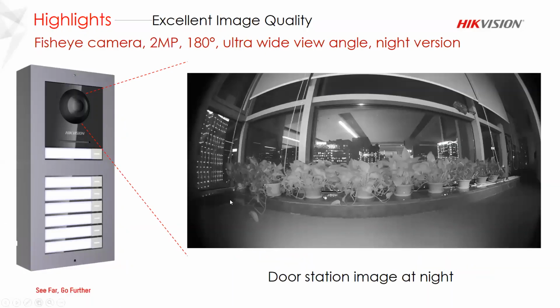Okay, so this camera on the modular door station has a very wide FOV. It's 180 degrees, like a fisheye camera. So you can almost see everything in front of your house or the office. That means you don't need to adjust the lens because the lens can already see everything. It's also a 2 megapixel camera and comes with night vision. So no matter daytime or nighttime, you can still see very clearly what's happening at your door.